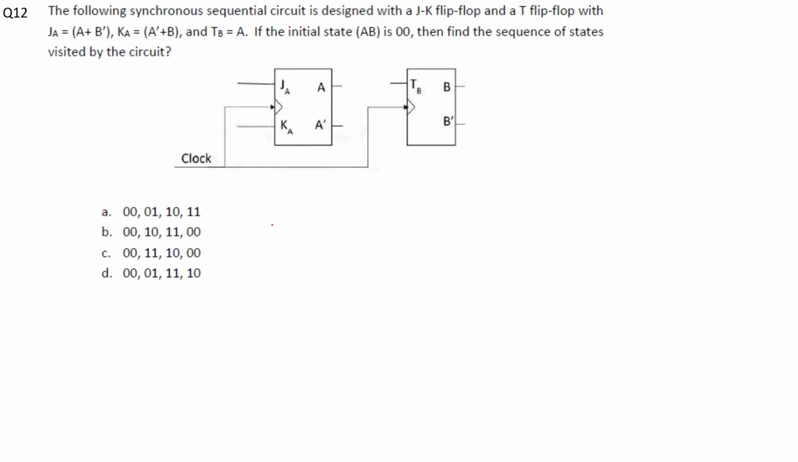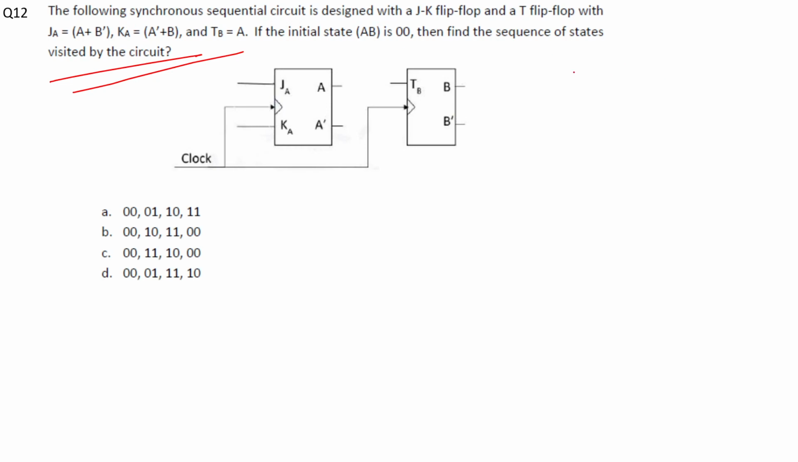Now I have this question. It states that the following synchronous sequential circuit is designed with a JK flip-flop and a T flip-flop, with J equal to A plus B bar, K equal to A bar plus B, and TB equal to A. If the initial state A and B is 0 0, then find the sequence of states visited by the circuit. So we need to find the transitions made by the states of the circuit.